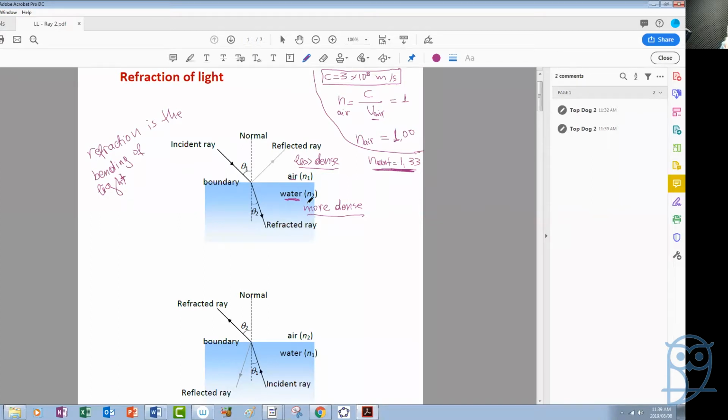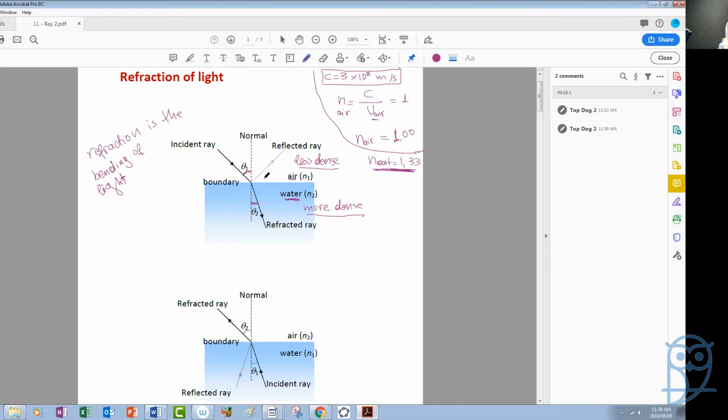So from a less to a more dense medium, the ray will bend towards the normal, which means if you compare this angle, the angle of incidence, and this, which we now call the angle of refraction, not reflection, be careful, refraction, the angle of refraction is smaller than the angle of incidence because the ray has bent towards the normal. Once again, we must be careful that the incident ray, the refracted ray and the normal all belong to the same plane, like the plane of this page here.